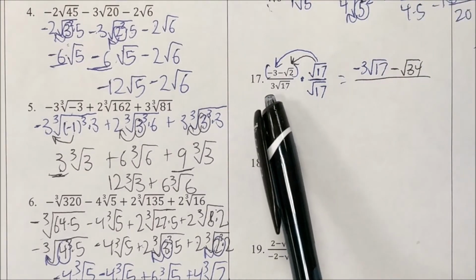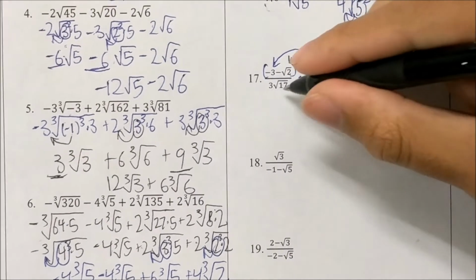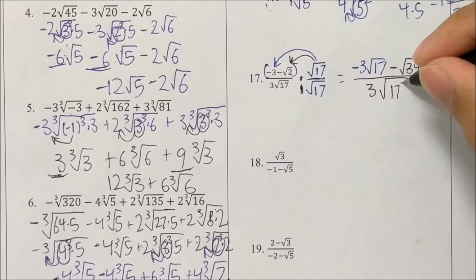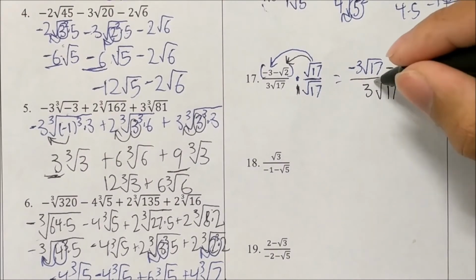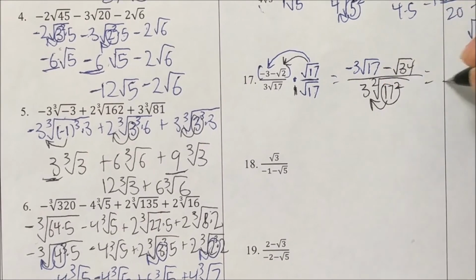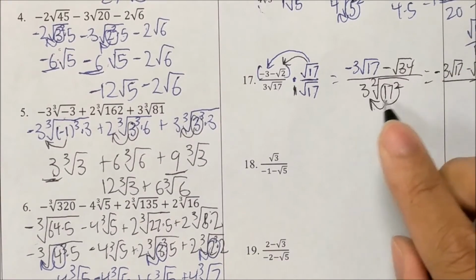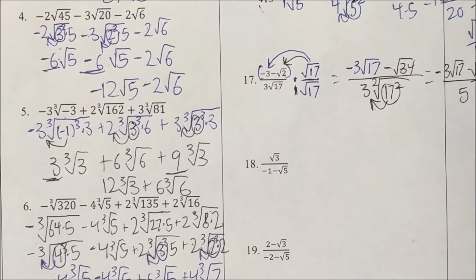And in the denominator, okay, 3 times invisible 1 is still 3. And then 17 times 17 is now 17 squared. Okay, so we have our goal, the exponent and index match, so we take the 17 outside. And 3 times 17 is 51.